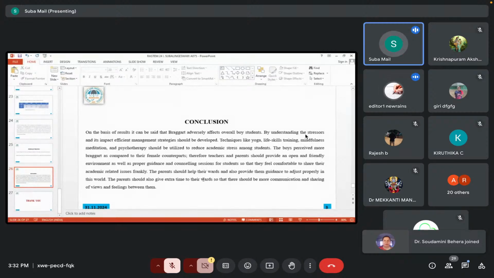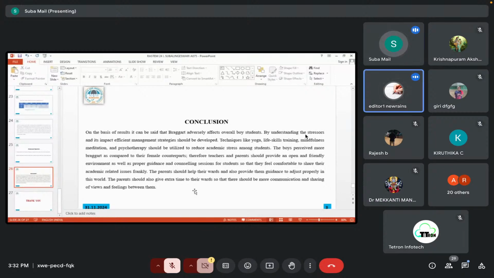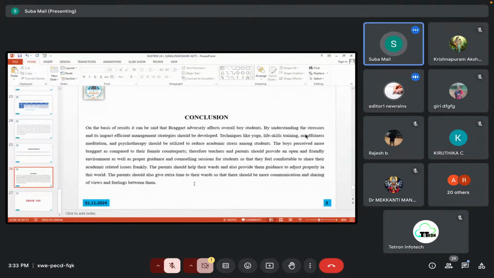Therefore, teachers and parents should provide an open, friendly environment as well as proper guidance and counseling sessions for students so that they feel comfortable to share their academic related issues frankly. The parents should help their wards and also provide them guidance to adjust properly in this world. The parents should also give extra time to their wards so that there is more communication and sharing of views and feelings between them.